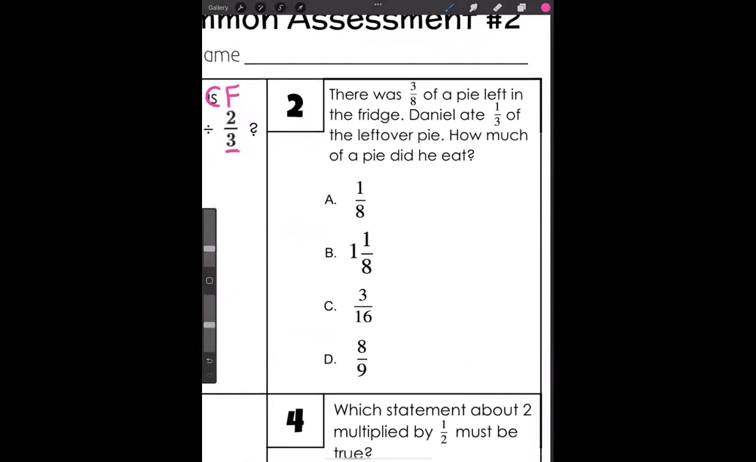Question number 2. There's 3/8 of a pie that's left in the fridge. Daniel's eating a third of the leftover pie. Okay, so this is how much he started with. He's going to eat a third of that. If you remember on page 9 of your notebook, we wrote down that if you see a fraction and then the word of, that means that you are going to be multiplying. So this is 3/8 times 1/3.